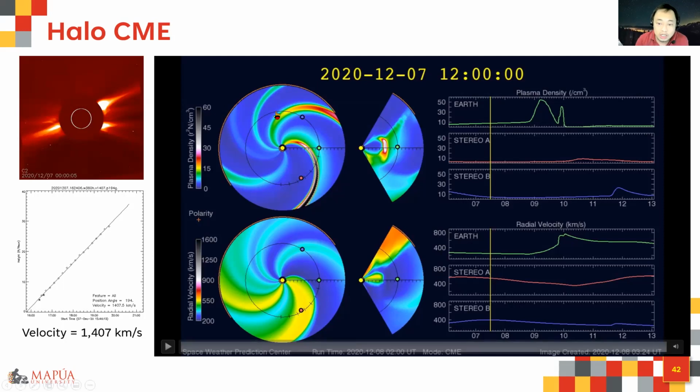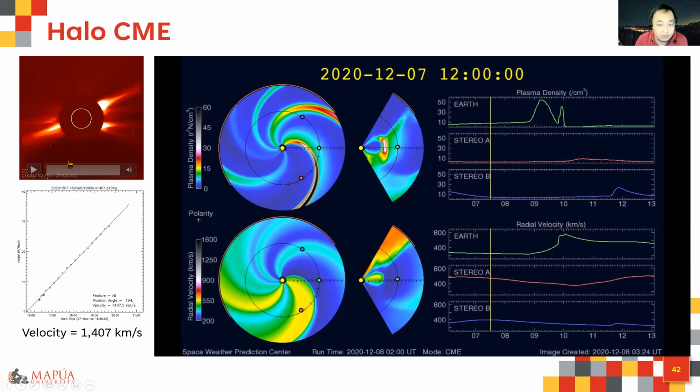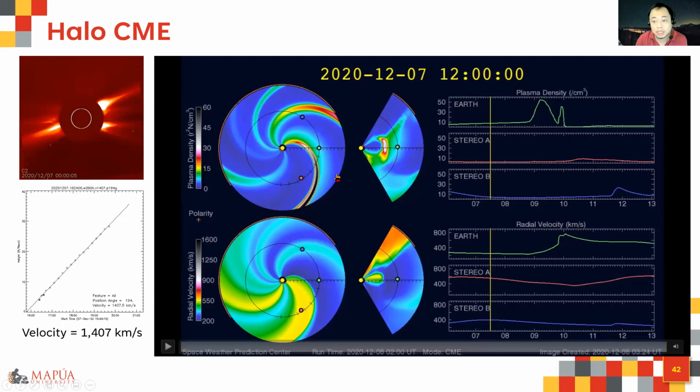But the point is that this is your background solar wind. Okay, but when this thing happened, one of the main pieces of information that we need to look at is the speed of this halo CME. And then when they come up with this speed, this information together with other input parameters was inputted in this model.